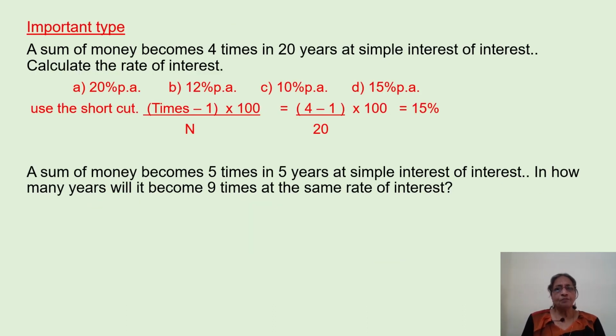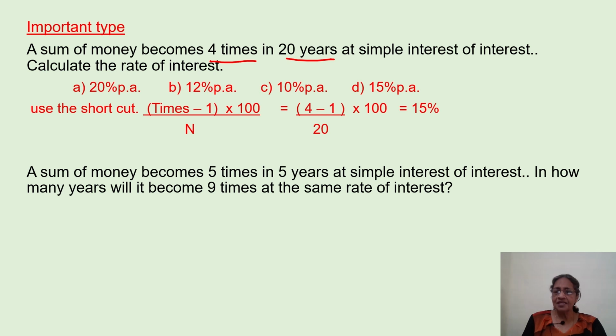Now, this is an important type of sum, and I have worked out the first one to show you that you can use a very simple formula here. There is a long method, very long. Why should you do it? A sum of money becomes 4 times in 20 years. So now see what we have. We have times and we have years. Calculate the rate of interest.